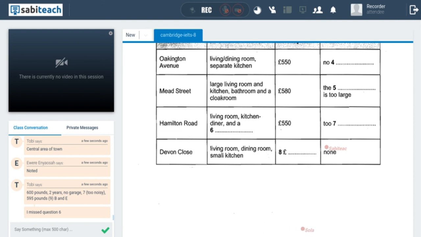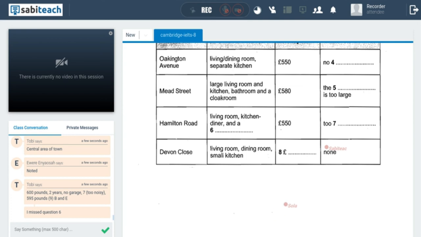Some people like it though. Well, what about this house in Devon Close? That looks lovely. There's a big demand for houses in that area, so prices tend to be quite high. But this one hasn't been decorated for a few years, which has kept the rent down a bit. It's got a living room, dining room, and small kitchen, and it's £595 a month, I think.